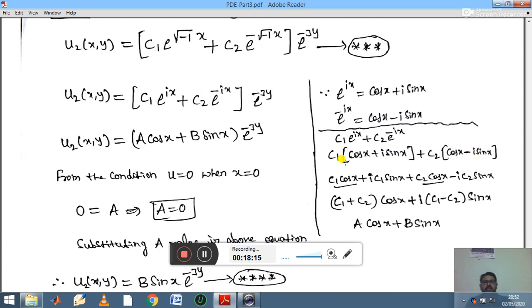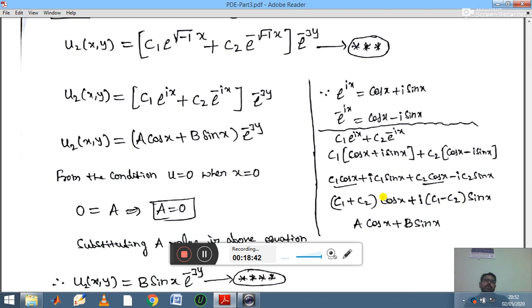Now you multiply c1 into cos x plus i c1 into sin x, plus c2 into this term, that is c2 into cos x minus i into c2 sin x. Now from these two terms you take cos x common, therefore you are getting c1 plus c2. From these two terms you take sin x common, and i you take as common, therefore c1 minus c2.